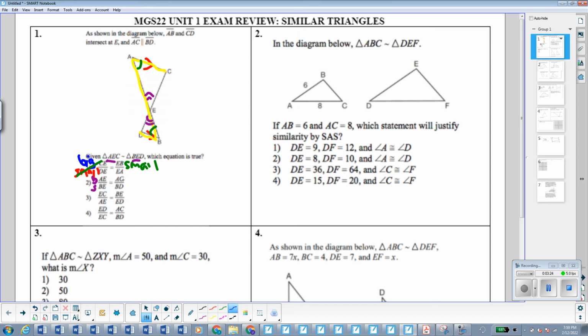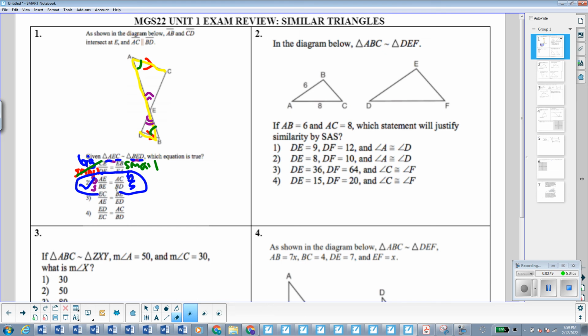AC is the first and third letters from big triangle, so it should correspond to BD. And look, BD is also the first and third letters from small triangle. So it does. This is a correctly set up proportion, so we have already found our answer. You can take a look at the remaining 2 answer choices, just in case you were a little bit confused about why the answer is not them.